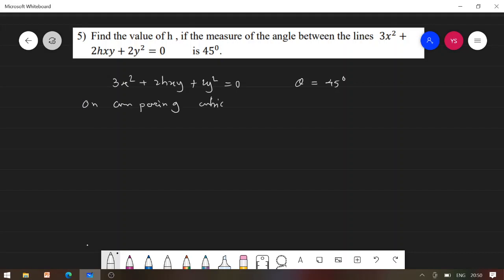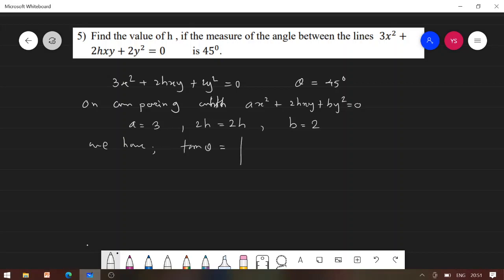the standard homogeneous equation of degree 2 in x and y, that is ax² + 2hxy + by² = 0, we have a as the coefficient of x², which is 3, 2h itself over here, and b as the coefficient of y², which is 2. So the acute angle between the pair of straight lines given by the combined equation ax² + 2hxy + by² = 0 is given by tan theta, whose value is 2 times root of h² minus ab, divided by a plus b.